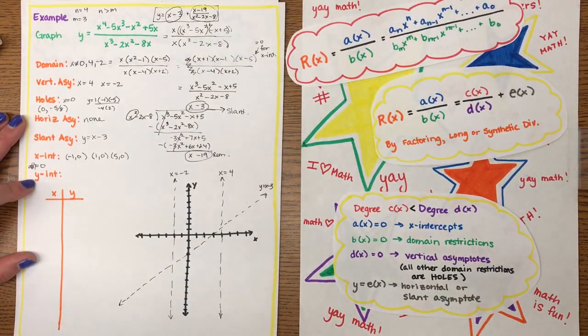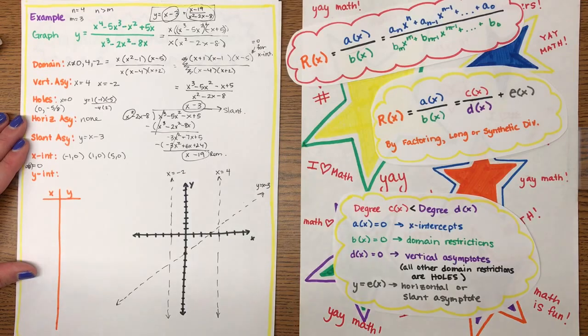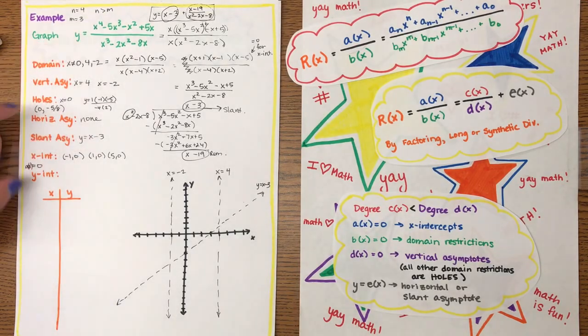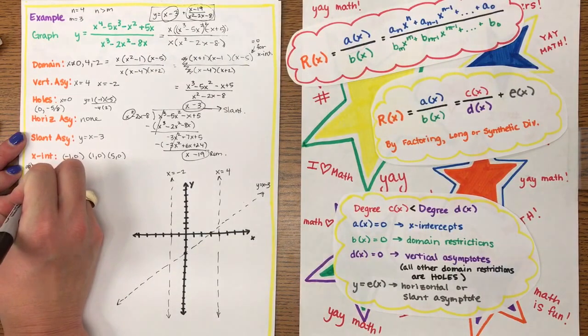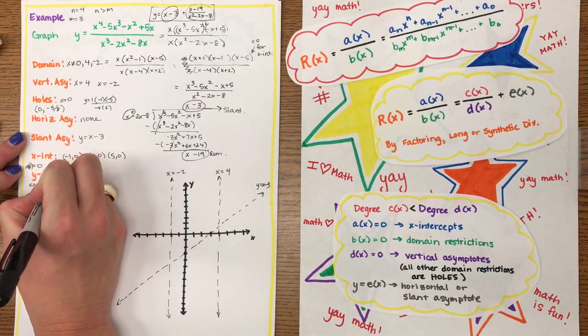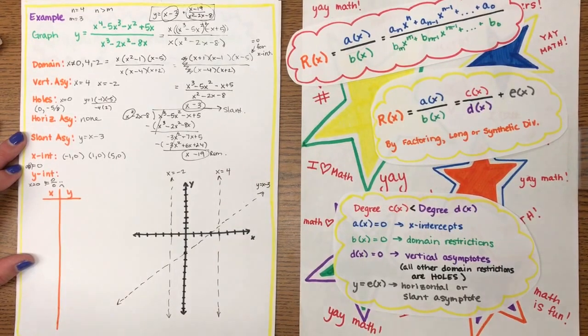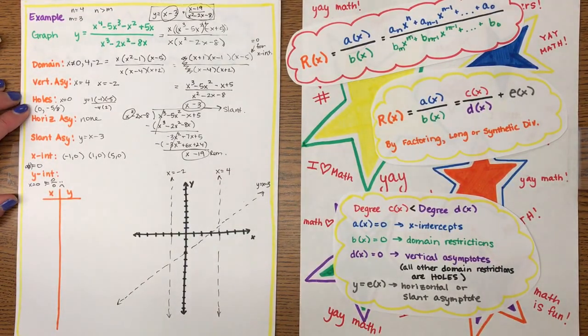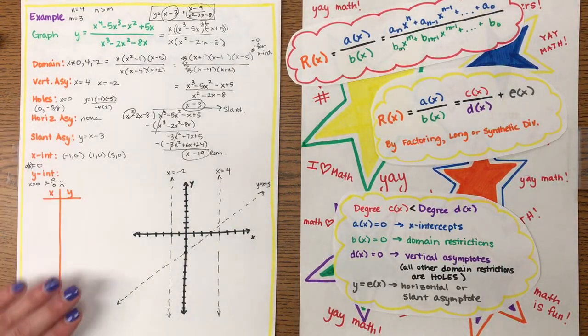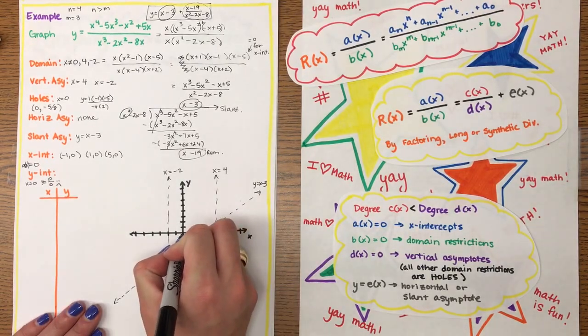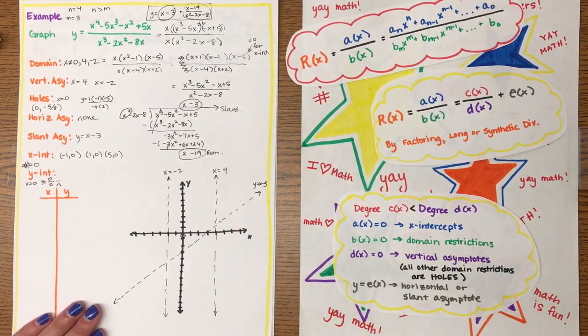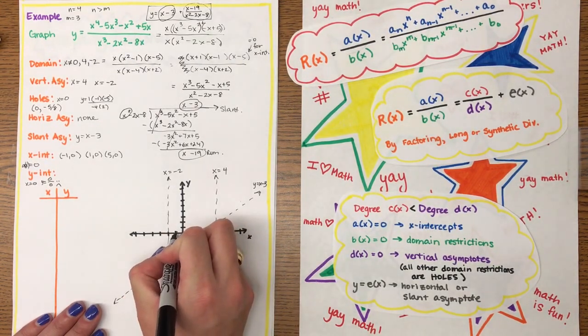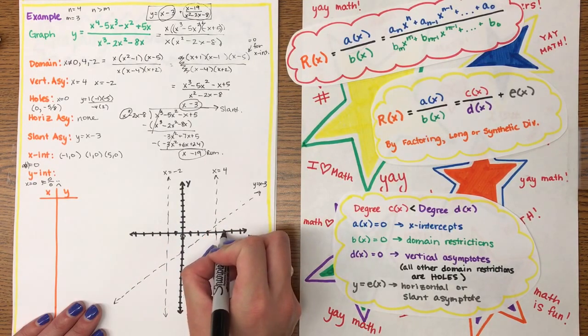My y-intercepts I get by plugging in 0. I actually do not have a y-intercept because when x is equal to 0, I get 0 over 0, which is undefined, but I already know that I have a hole at the point 0, negative 5/8. So I'm actually going to graph that 0, negative 5/8 as a hole. That's an open circle at 0, negative 5/8. I'm also going to graph negative 1, 0, 1, 0, and 5, 0.